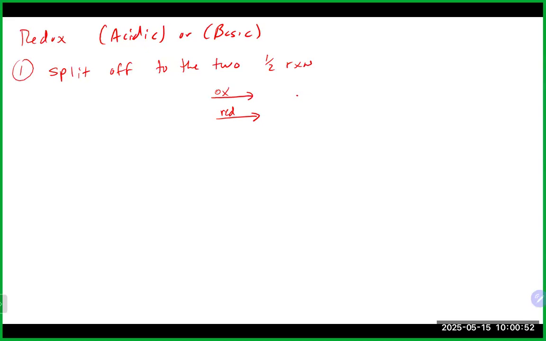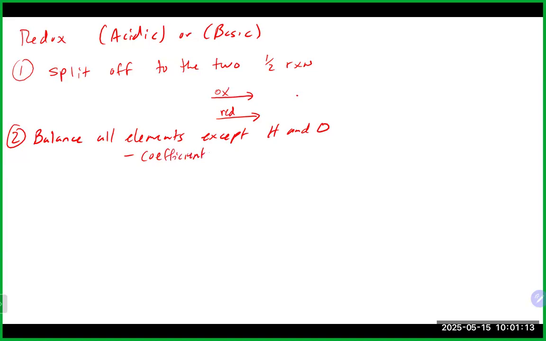Once you do that, we're going to actually balance the equation. We're going to balance all elements except hydrogen and oxygen. How we're going to do that is just like balancing a normal equation. You're going to use coefficients, putting the proper coefficients in front. Once you've split off your two half reactions and balanced everything besides hydrogen and oxygen, you're now ready to balance oxygen.